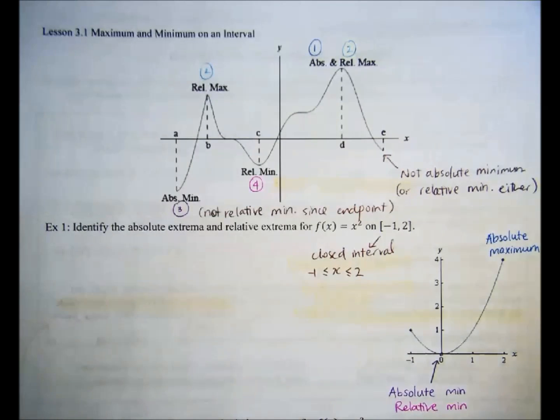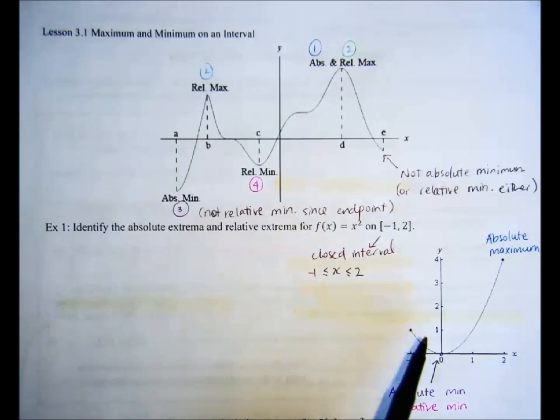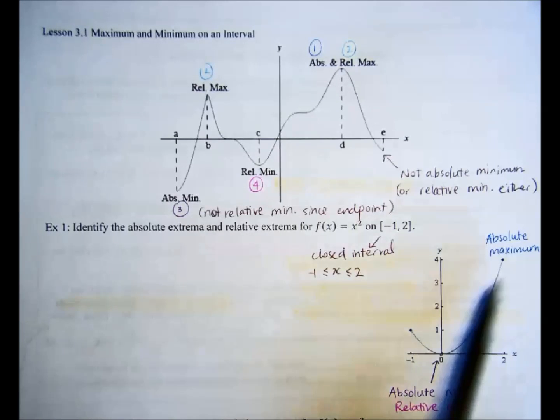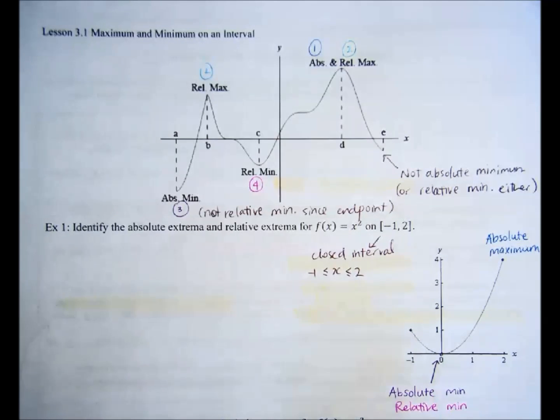And last but not least, this point here, again, it would not be considered an absolute max or an absolute min. We already have one of those. And it can't be a relative maximum because it is an endpoint.